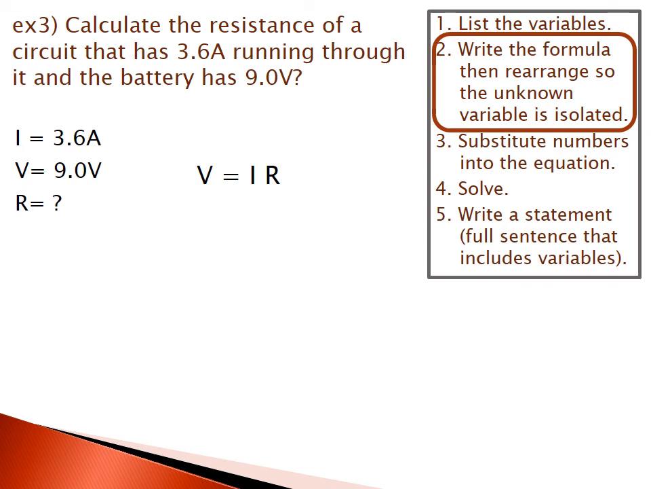Now that I have my variables listed, I will write the formula, V equals I multiplied by R, and then I have to rearrange to isolate my unknown variable, which is R. Now R is not by itself. I is next to R, and if they're side by side, they're multiplying. So if I want to get I away from R, I will have to do the opposite of what I is doing, which is division. Since I is multiplying by R, I will divide both sides by I. Once I have an I on the top and the bottom, they will factor out, leaving R by itself.